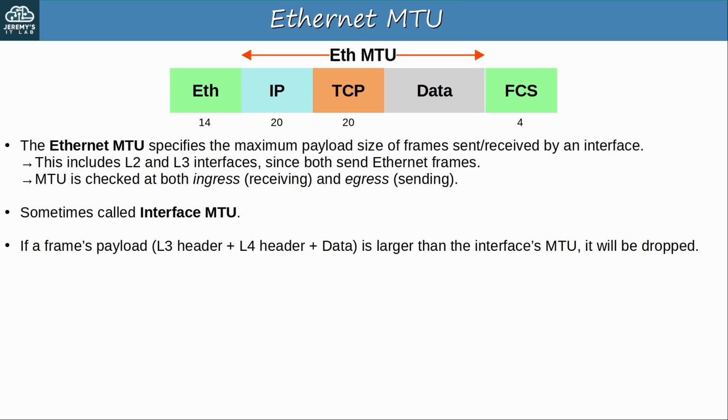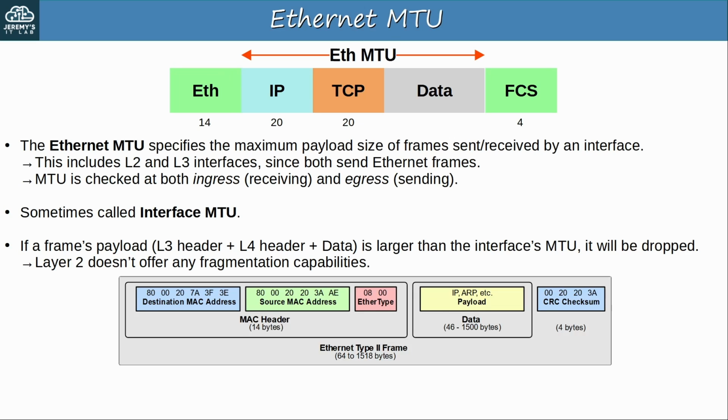If a frame's payload, meaning the Layer 3 header plus Layer 4 header plus data, is larger than the interface's MTU, it will be dropped. Layer 2 doesn't offer any fragmentation capabilities, so dropping the frame is the only option. Here's the structure of an Ethernet frame.